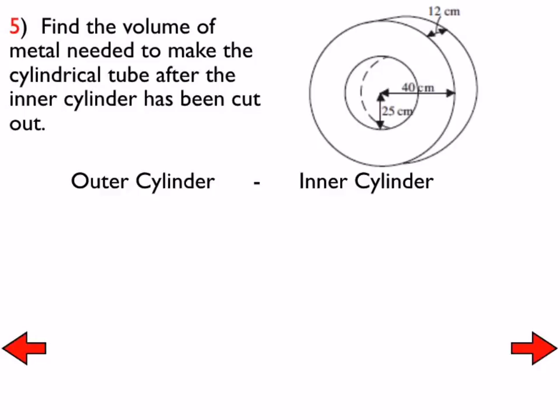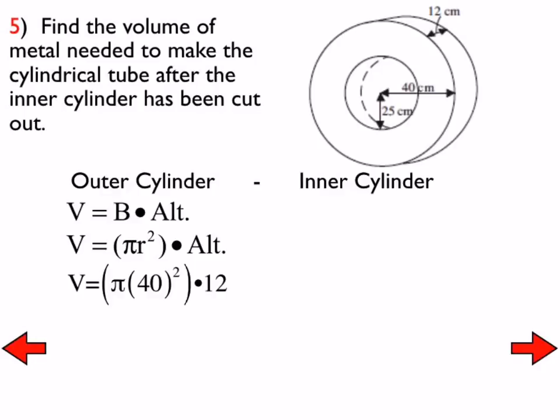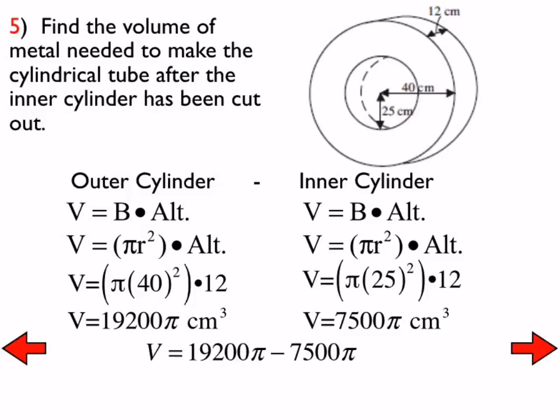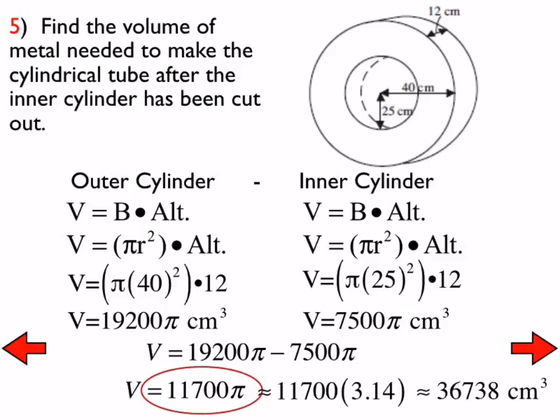All right, so I'm going to do this the way that I talked about in the first one. The volume of the outer cylinder in terms of pi is 19,200 pi. The volume of the inner cylinder in terms of pi is 7,500 pi. And now if we take out the 7,500 pi from the 19,200 pi, we're left with 11,700 pi, which is what Lucas ended up with. And now we need to convert that to a decimal or multiply that out to get a decimal value. And that would be 36,738 cubic centimeters.